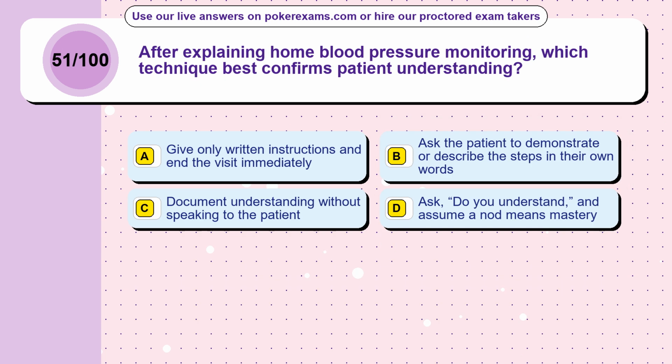Question 51. After explaining home blood pressure monitoring, which technique best confirms patient understanding? Option A. Give only written instructions and end the visit immediately. Option B. Ask the patient to demonstrate or describe the steps in their own words. Option C. Document understanding without speaking to the patient. Option D. Ask, "Do you understand?" and assume a nod means mastery.